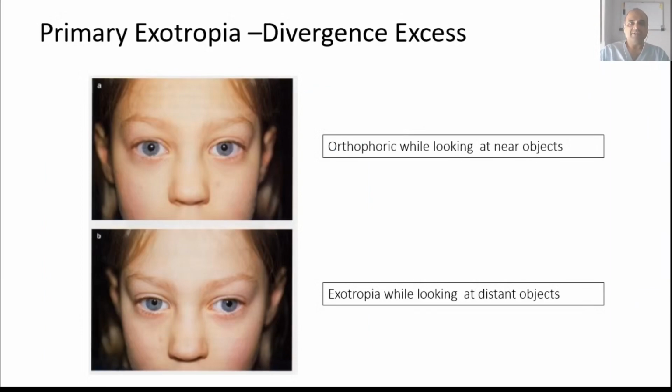This is divergence excess exotropia. And in this case, in the picture at the top, you can see when this person is looking at near, the eyes are aligned with one another. But when this person looks afar, the left eye has deviated outwards. And I know that the left eye is deviated outwards because the light reflected from the illuminator has deviated inwards.